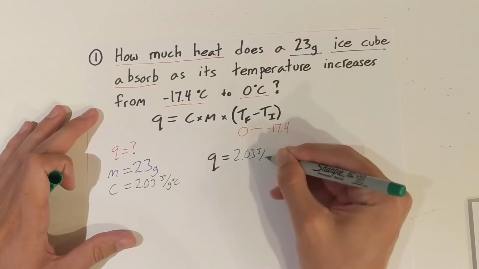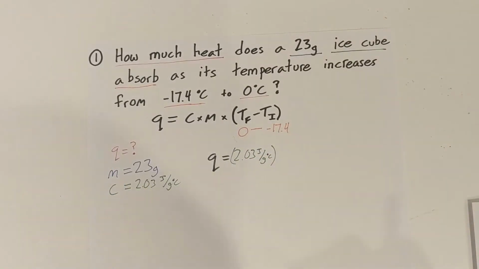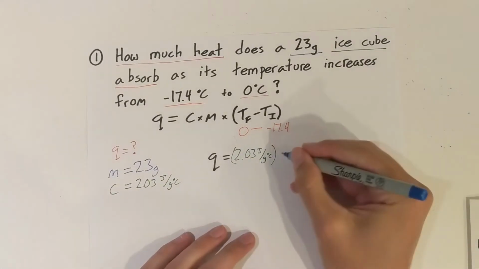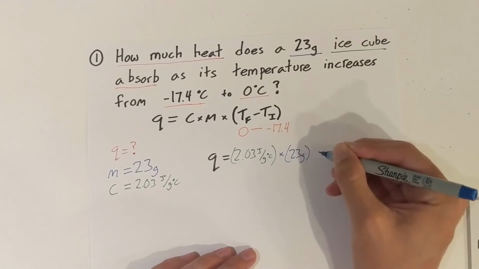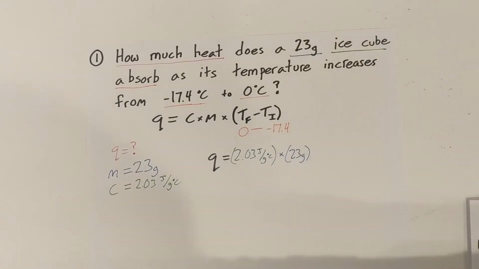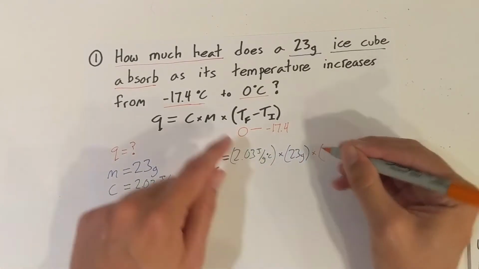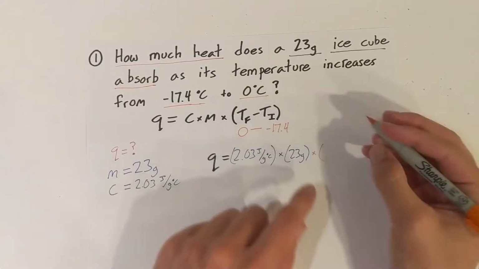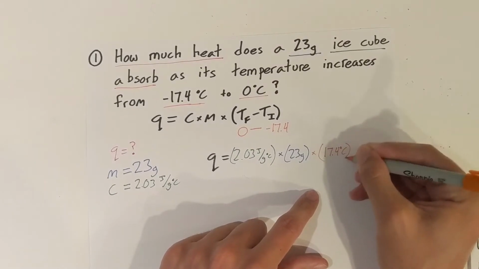2.03 joules per gram Celsius times our mass, so times a mass of 23 grams, times our change in temperature, which is 0 minus negative 17.4. So we can just write 17.4 degrees Celsius.